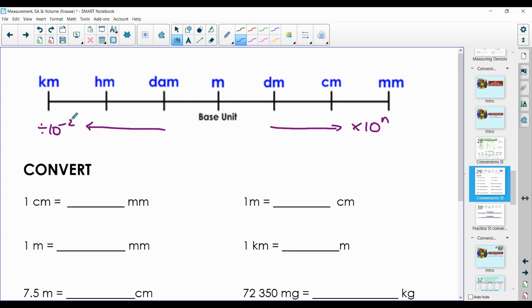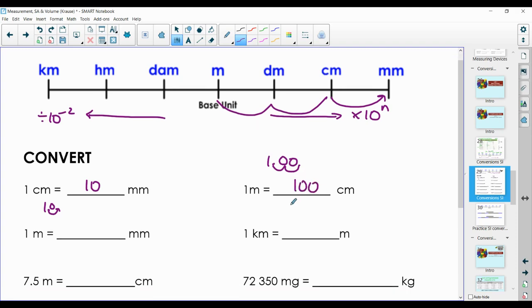All right, so taking a look at our first example here, we have 1 centimeter and we want to convert it to millimeters. So if we go from centimeters to millimeters, that's 1 jump to the right. So we want our decimal to jump 1 to the right. So 1 to the right gives us 10 millimeters. If we want to go from 1 meter to centimeters, that's 2 jumps to the right. So 2 jumps to the right is 100 centimeters.